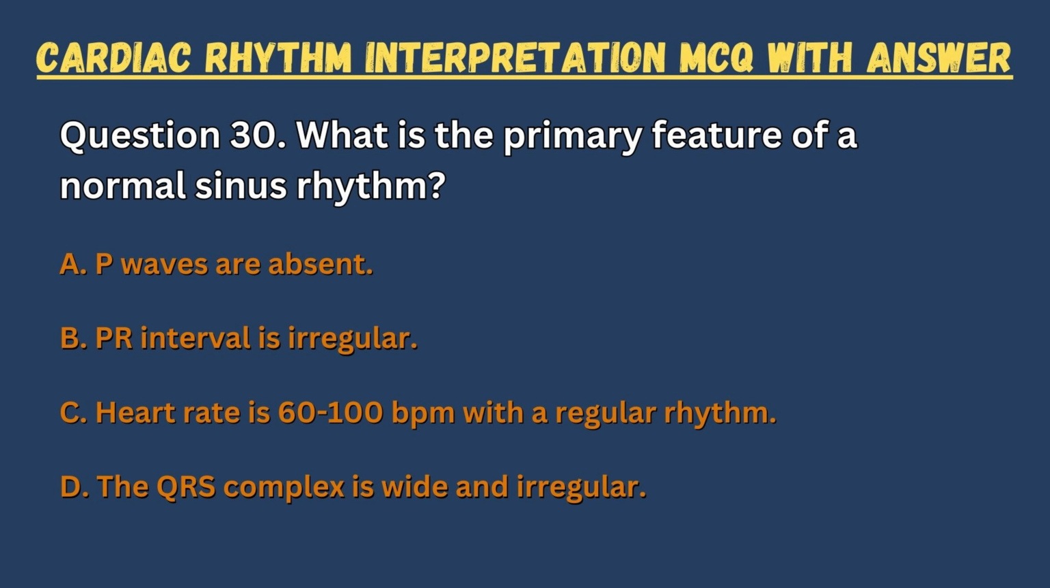Question 30. What is the primary feature of a normal sinus rhythm? A. P waves are absent. B. PR interval is irregular. C. Heart rate is 60 to 100 BPM with a regular rhythm. D. The QRS complex is wide and irregular.